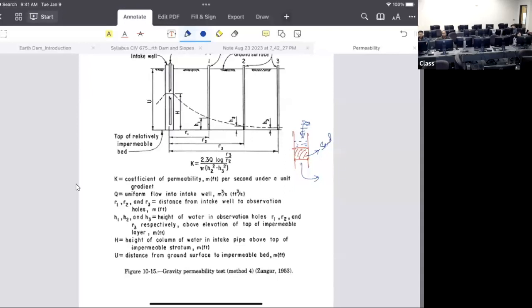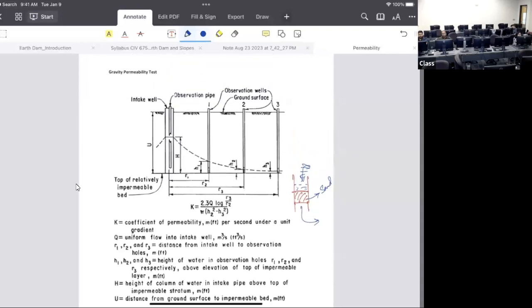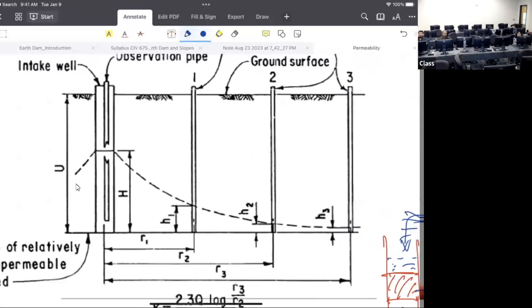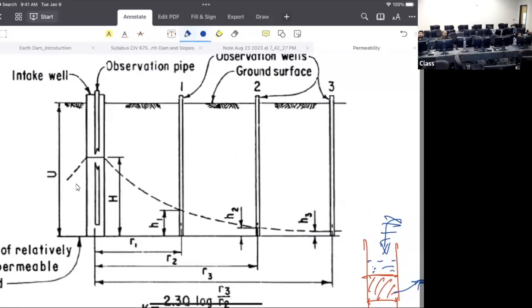We should do a falling head test. So how can we do a falling head test? This is the falling head test. All we have to do is create a bottle, fill it with water, and then have the observation well, and then come back and measure the flow of water through that well.